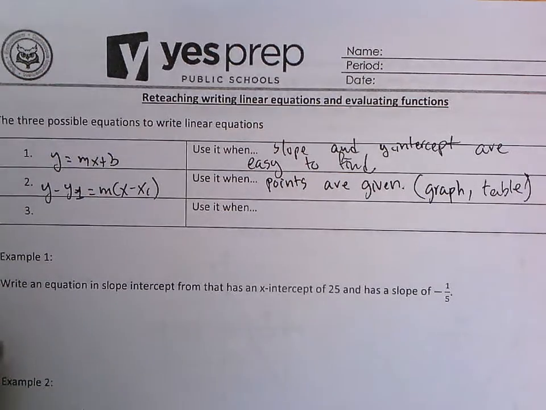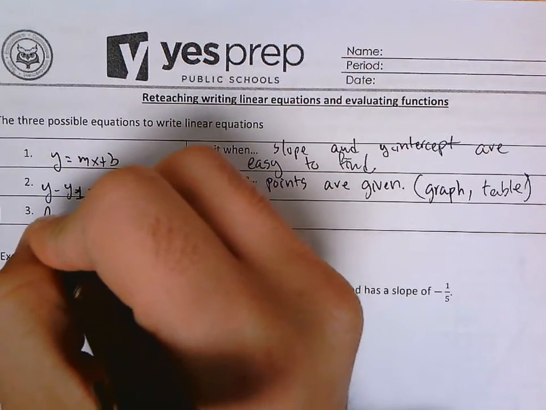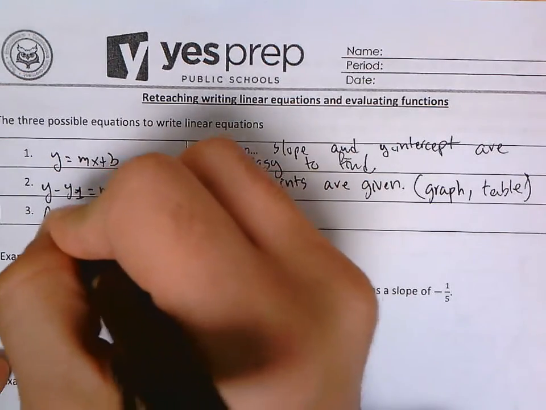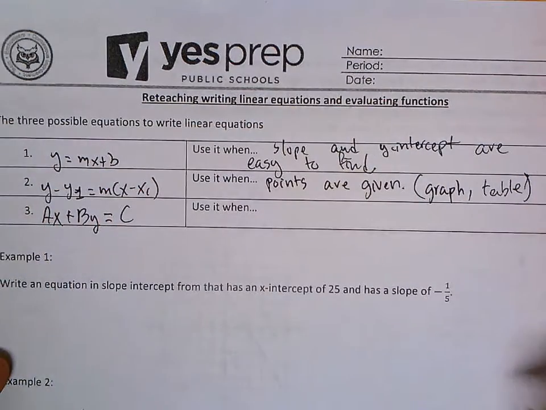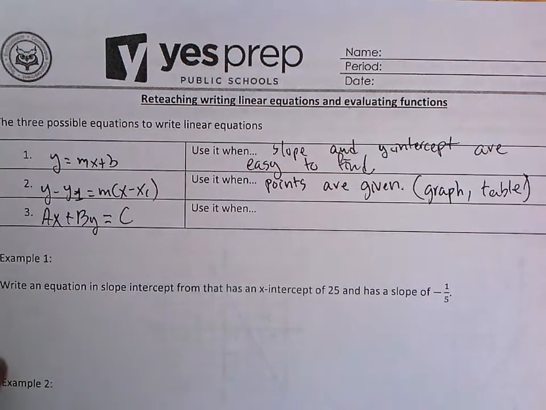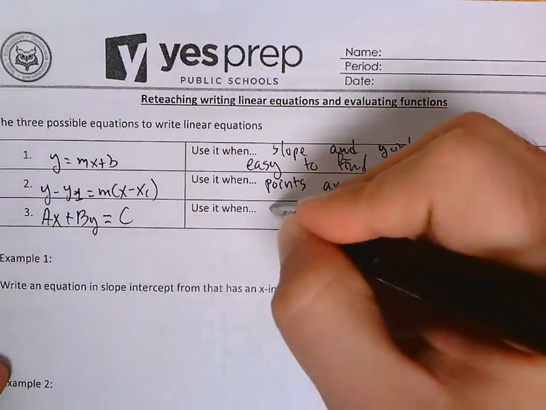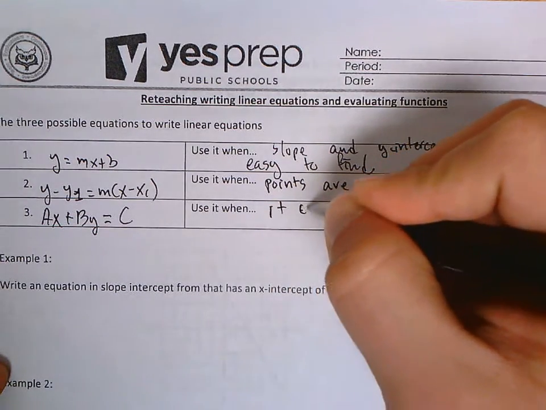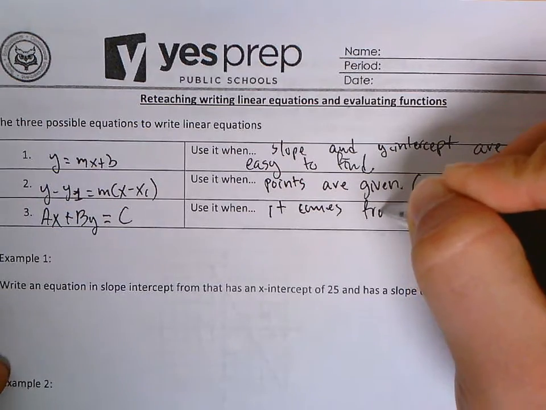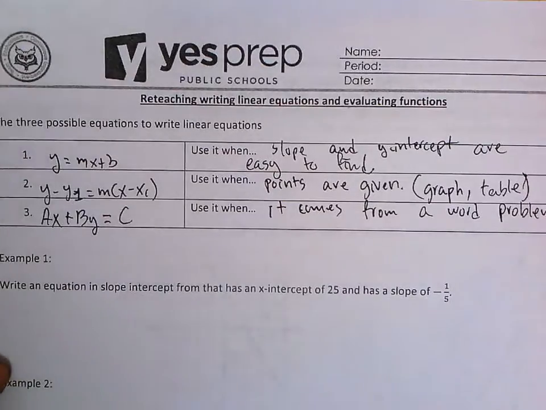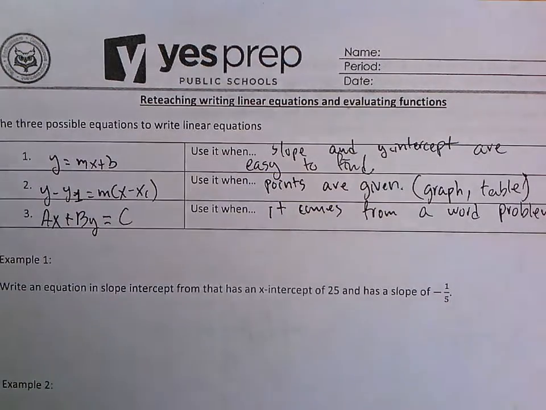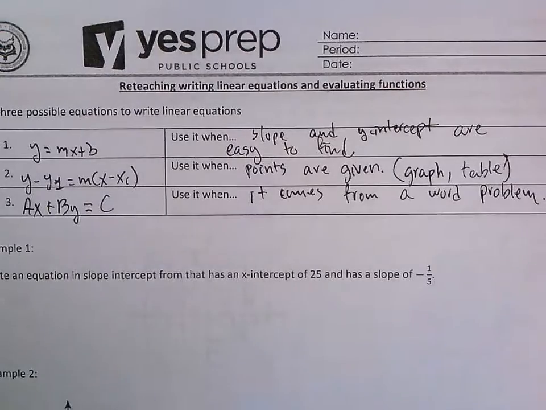And the last one, which is the least that we use, at least in Algebra 1, is standard form, which is ax plus by equals c. And we're going to use this equation usually, not all the time, but we're going to use it when it comes from a word problem. So let's dive into the examples right now.